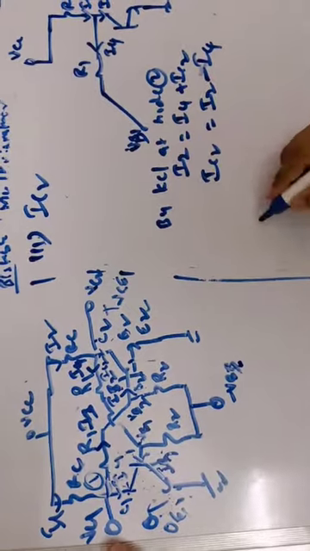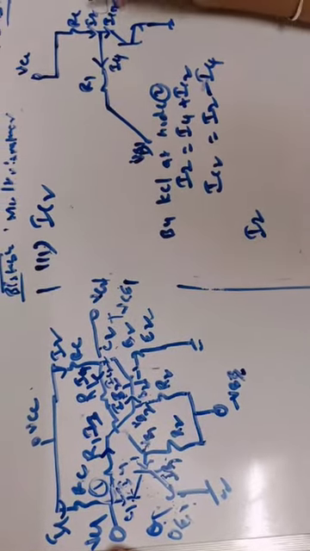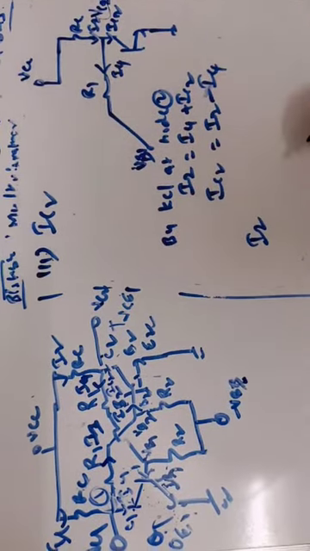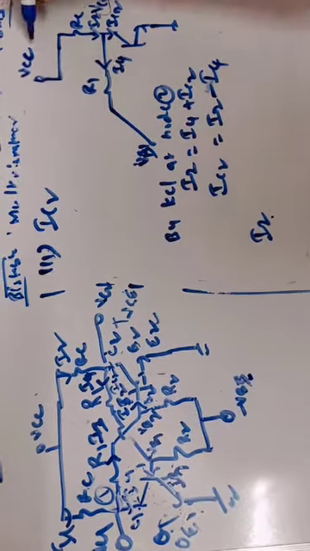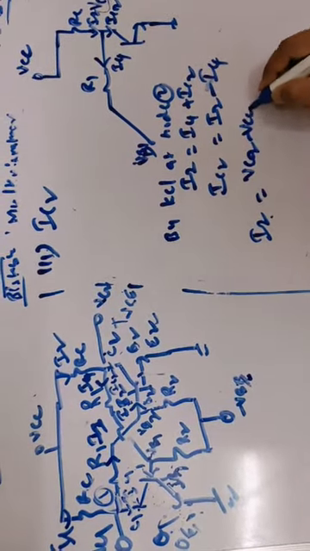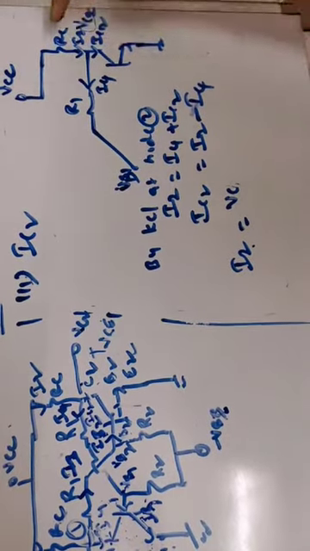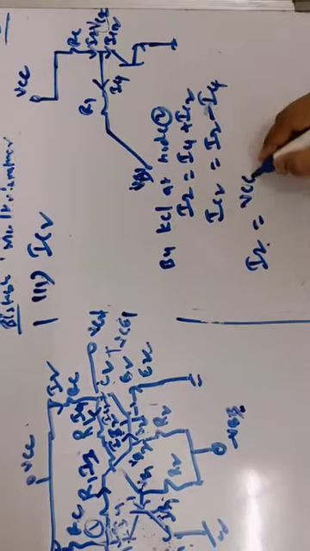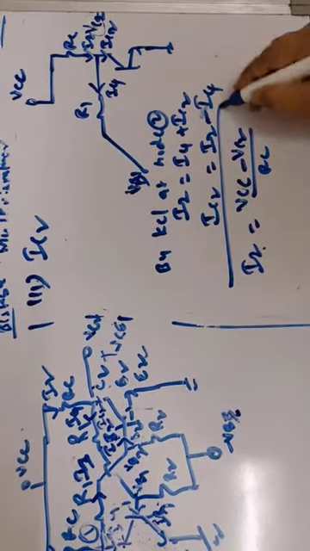So what is I2 here? I2 is the current flowing in this branch, and the potential at this point, as we know, is VC2 and the potential at this point is VCC. So I2 is the potential difference divided by resistance. The potential at this point is upper potential minus lower potential. It is VCC minus VC2 divided by RC. This is the current I2.